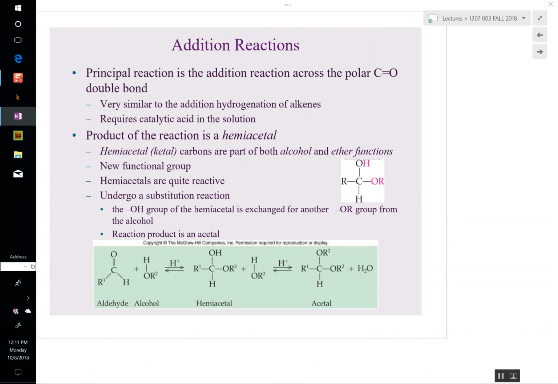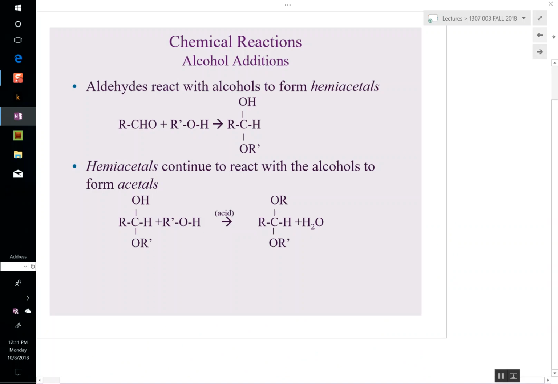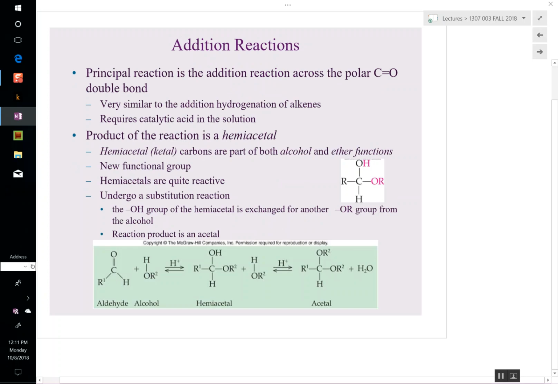Oh, the hemiacetal reaction. Hemiacetals. I don't think we can. I'll start out with the hemiacetal.